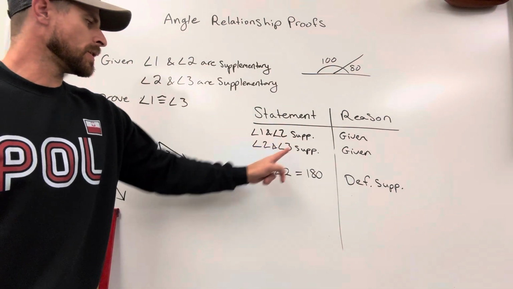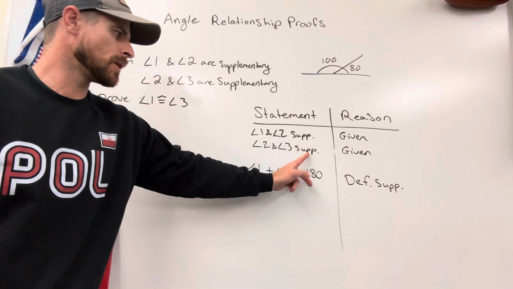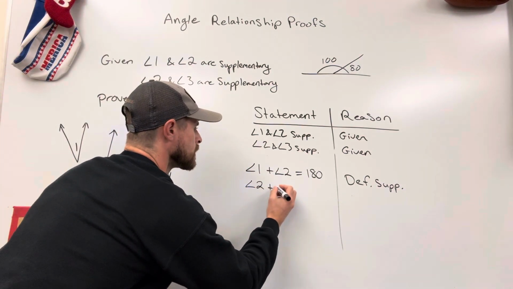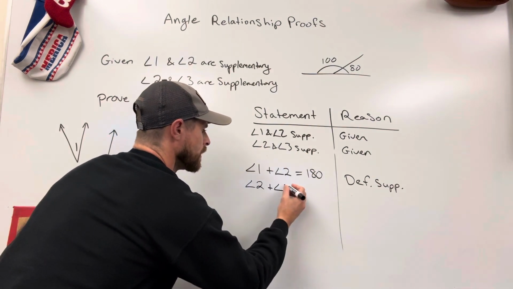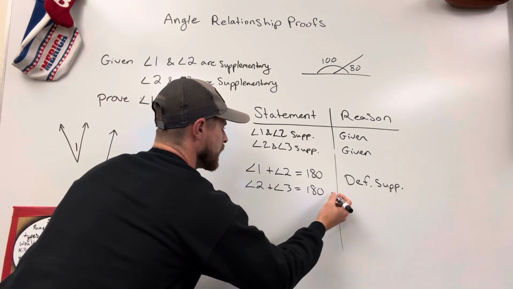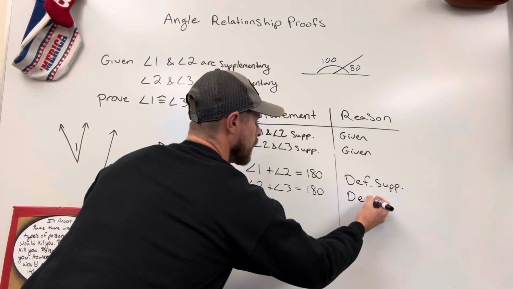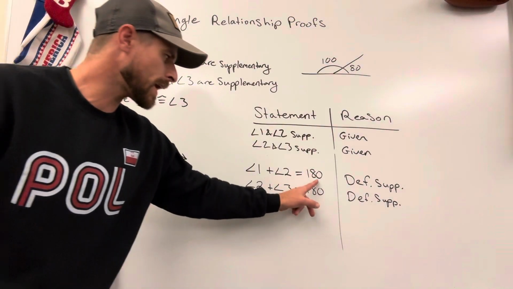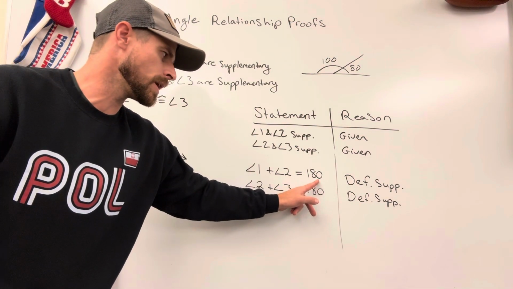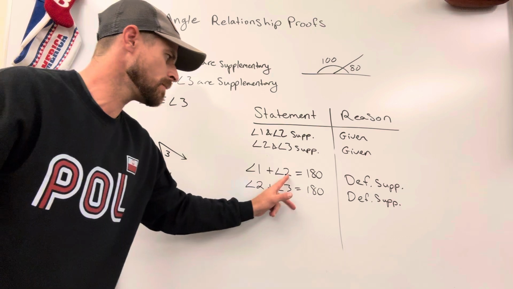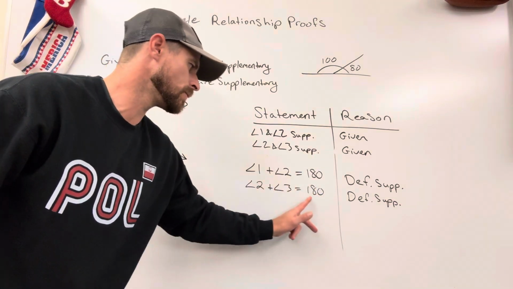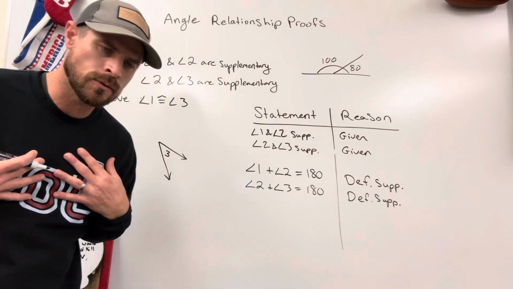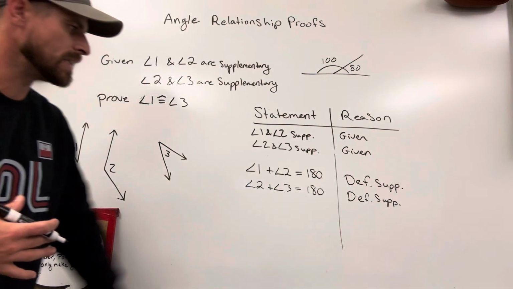1 and 2 are supplementary, so they add up to 180. 2 and 3 are supplementary, so what do those add up to? You guessed it, 180. We're going to say angle 2 plus angle 3 is also supplementary, so those add up to 180. Definition of supplementary is our reasoning. We were told back in the day supplementary angles are 180 total, so let's get the sum of them and write it equal to 180. We're just setting up equations showing what we already know.